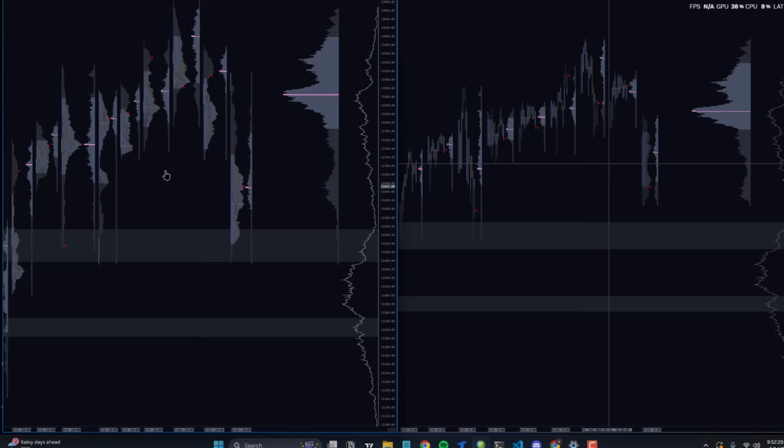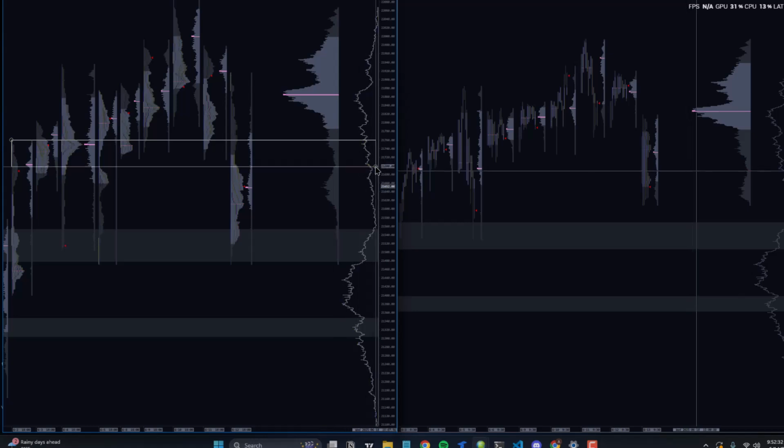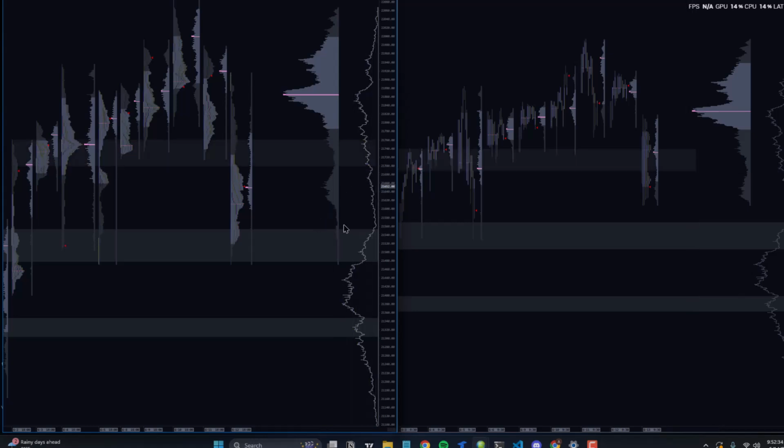And now I'll walk you through how I get my levels. So first off, I want to line up some extremes. So I get my little tool, I line up all of this, a huge level, right? You can see here, it's the same, right?